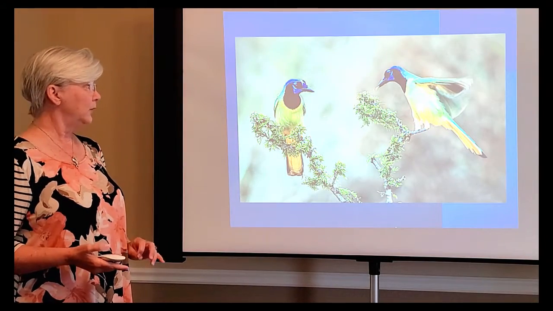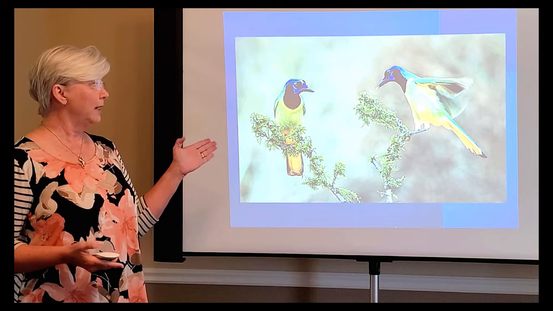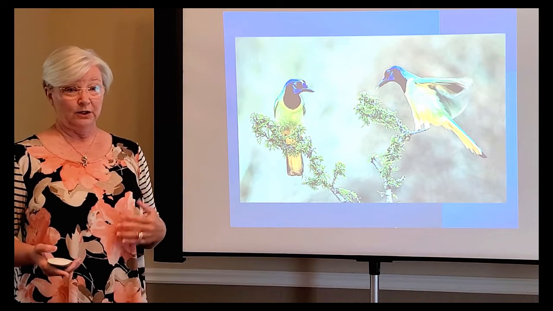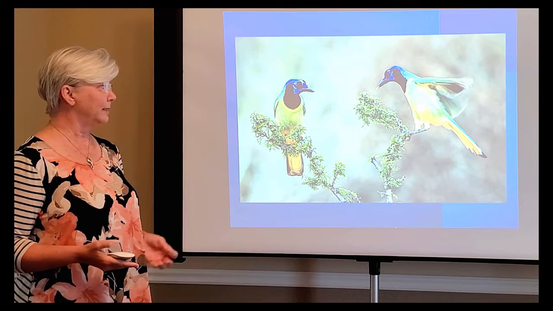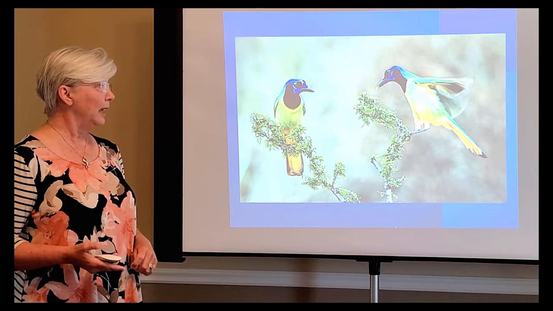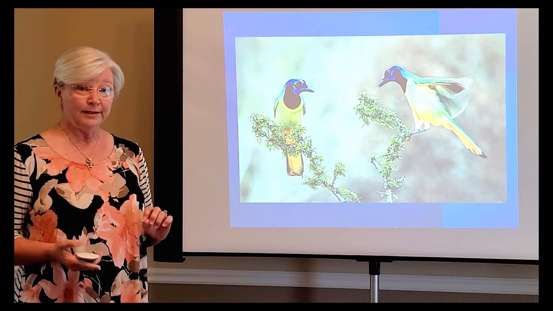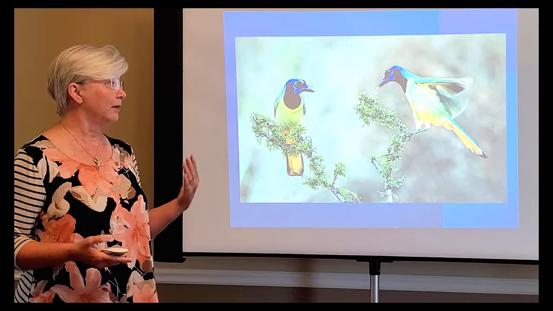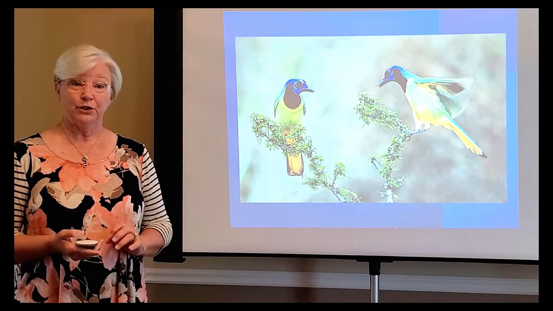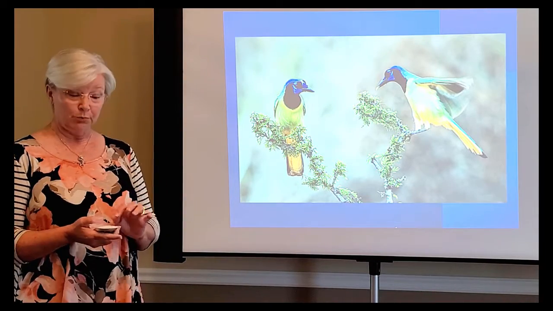In this one, you can see that the green jay on the left is sitting there wondering why the other one is invading his territory, but it just got there, and you get that impression because the wings are still in motion, and you know that because of the motion blur that you see there.